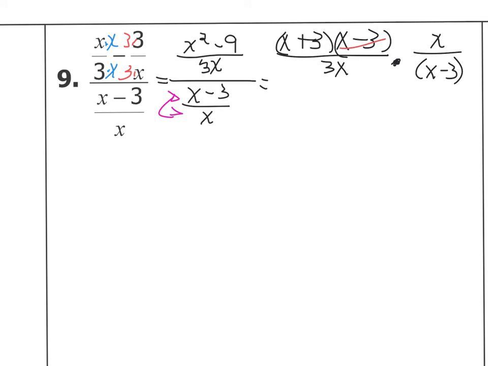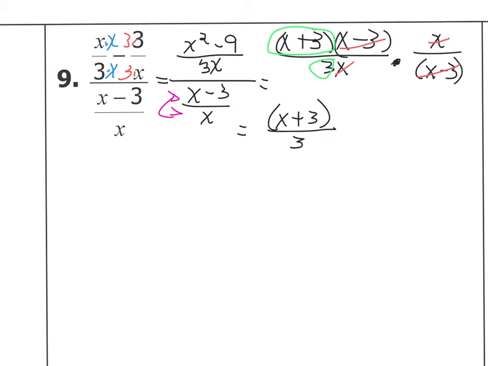Now it's just like we did before. I can cancel the x minus 3 with the x minus 3, and I can cancel this x with that x. That leaves me with just an x plus 3 in the numerator and just a 3 in the denominator. You really need to leave the x plus 3 in parentheses, because otherwise you might be tempted to cancel the 3 in this denominator with the 3 up here, and you cannot do that.